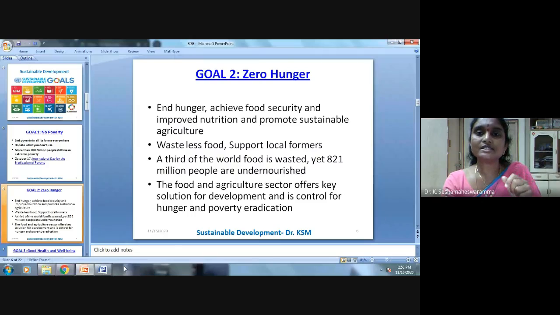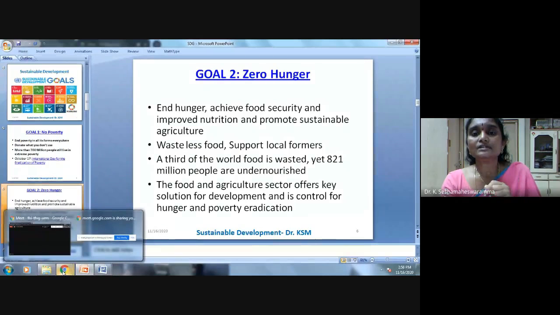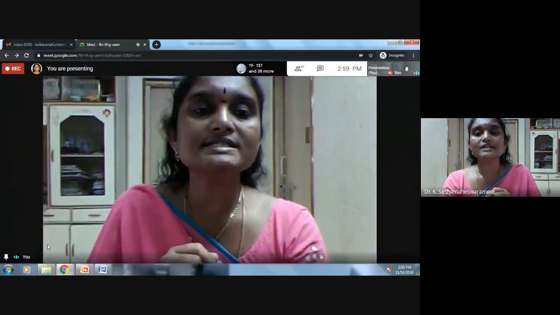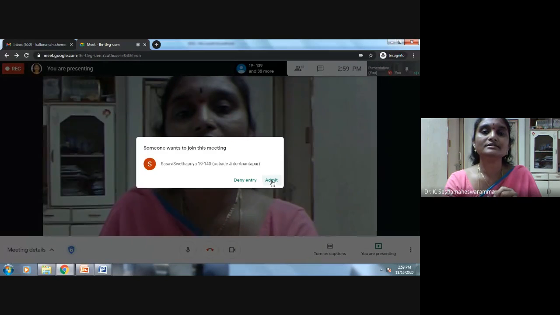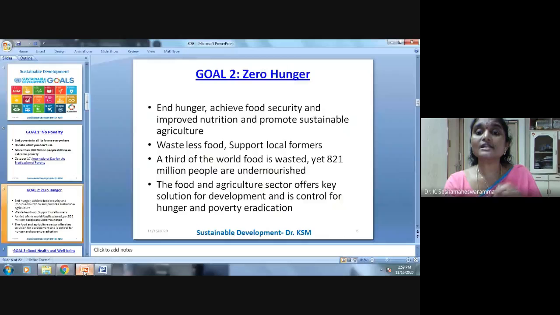The food and agriculture sector offers key solutions for development and the control of hunger and poverty eradication. While you are wasting, think how many people are not taking proper food. Why do we have to waste? Especially in our country, wastage of food is much more. Every day we are wasting food. Even though we are at a developing stage, we are wasting a lot of food.